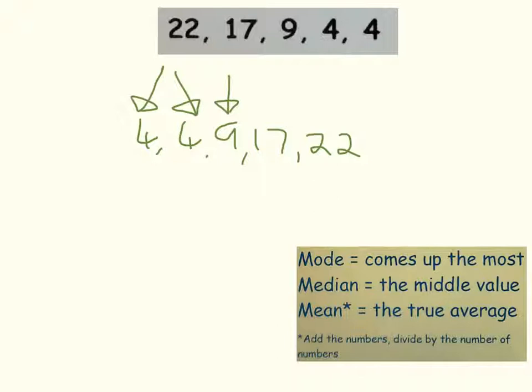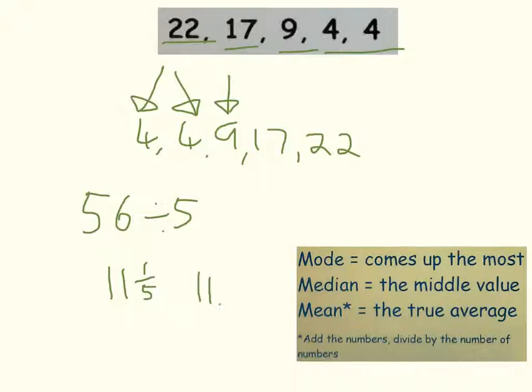numbers up. I actually went for the two 4's are 8, add that to 9 is 17, so two 17's gets me to 34, and add the 22, that gets me to 56. I have to do 56, and again I need to divide by 5 because there are 5 numbers, and that will give me 11 remainder 1, or 11 and a fifth, and of course I could present that as 11.2 because we know a fifth is the same as 0.2.